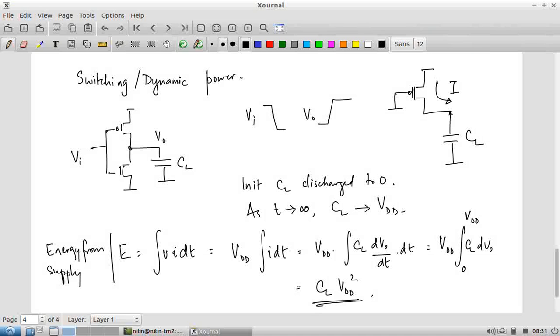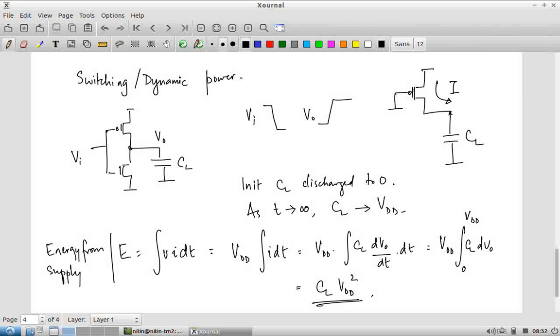Now, at the end of the transition, what is the state that we have? We have one capacitor charged up to VDD and no other currents are flowing in the circuit. So there is no more power dissipation. Forget about sub-threshold and all at this point. Now, from basic physics again, how much is the energy stored across the capacitor when the voltage across it is VDD? Half CL into VDD squared.